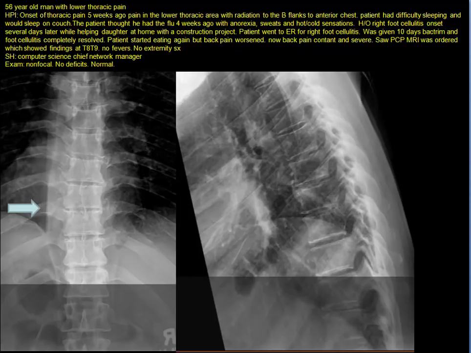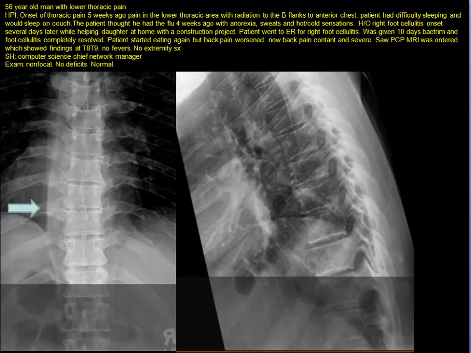So this is an illustrative case of a man from about 2 weeks ago. A 56-year-old man with lower thoracic pain, and he had pain 5 weeks ago, which radiated to his chest. He had difficulty sleeping. He would sleep on the couch. He thought he had the flu. He had anorexia, sweats, hot and cold sensation. He's a very healthy man, no medical problems, and he runs 5 miles a day.